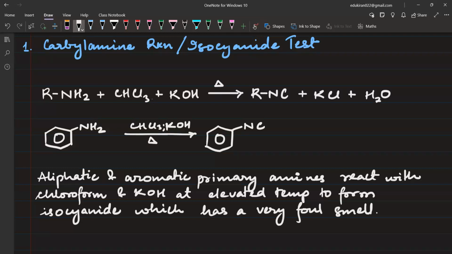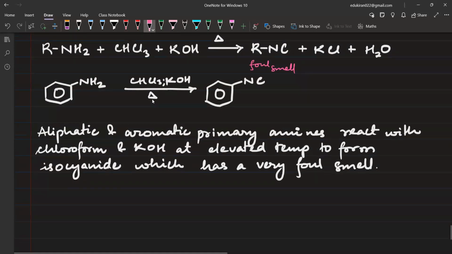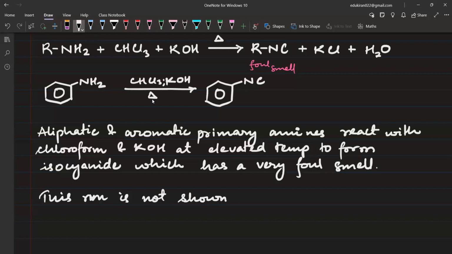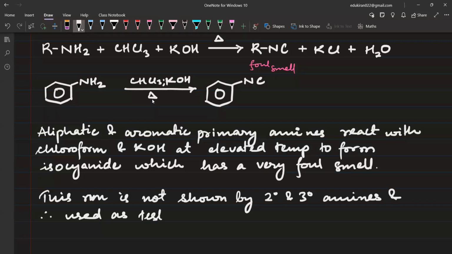Okay? So this RNC that you have has a foul smell. Okay? That means this reaction is not shown by 2-degree and 3-degree amines, and therefore used as test for 1-degree amines.